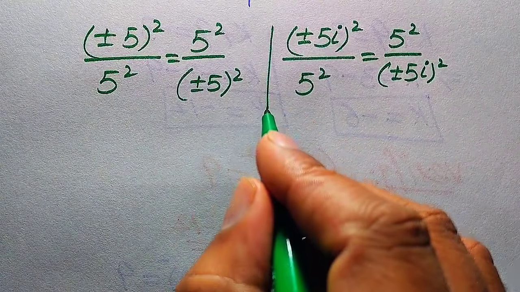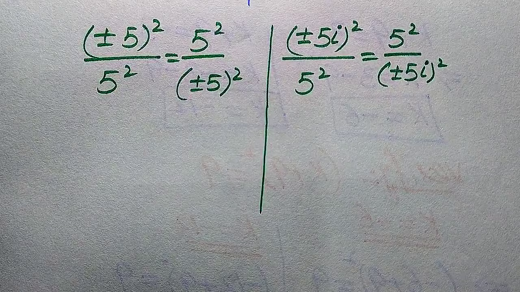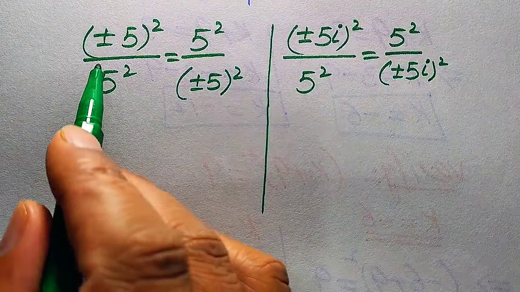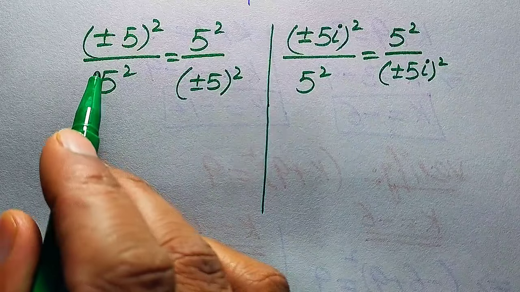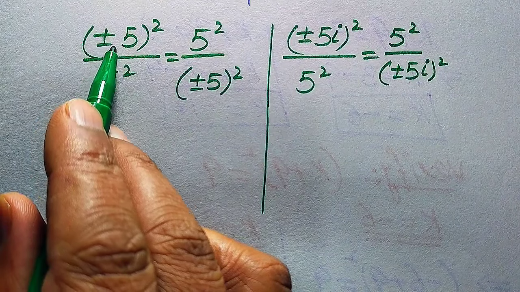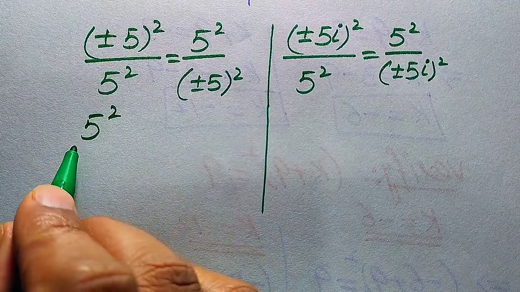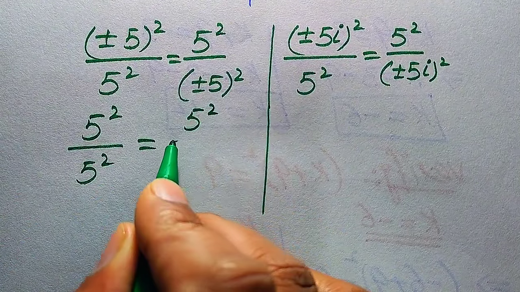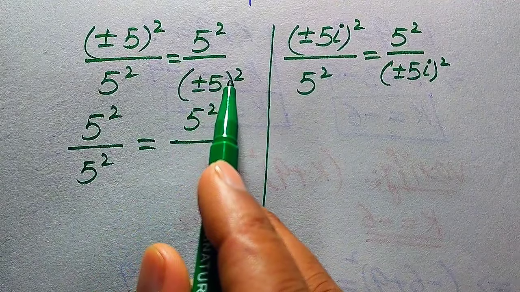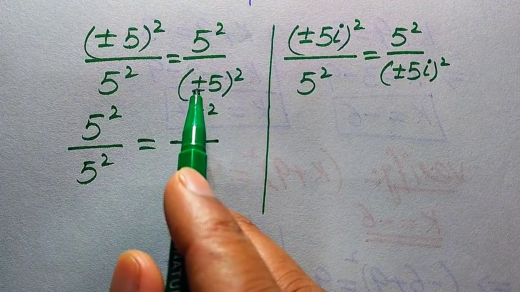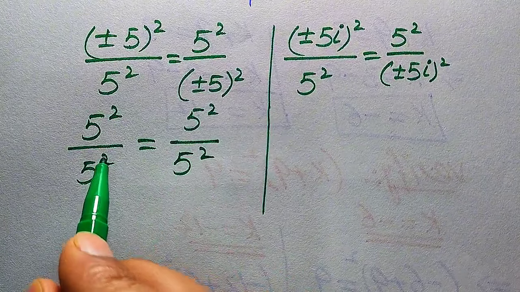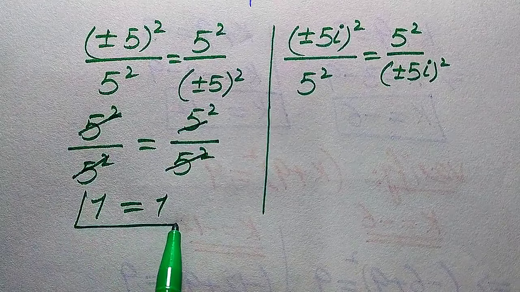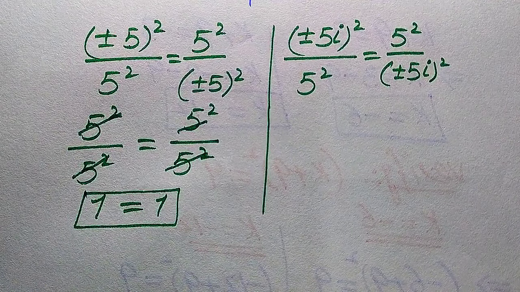So here we simplify both of these cases and we check whether these equations are satisfied or not. Okay, so first we verify this case. Here you see that when we apply square on the plus minus sign, it becomes positive. So this will be written as 5 square divided by 5 square equals, in the same pattern, 5 square divided by, again when we apply square on plus and minus sign, it becomes positive, and we get 5 square. So this and this are gone and we get 1, this and this are gone and we again get 1. So this shows that both sides are equal when we take x equals plus minus 5.